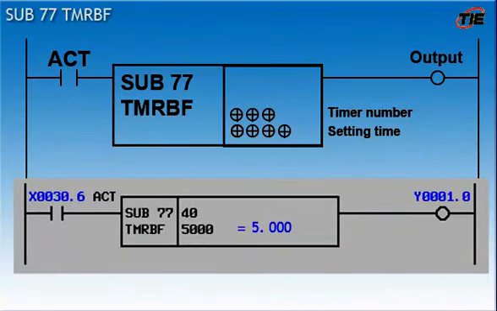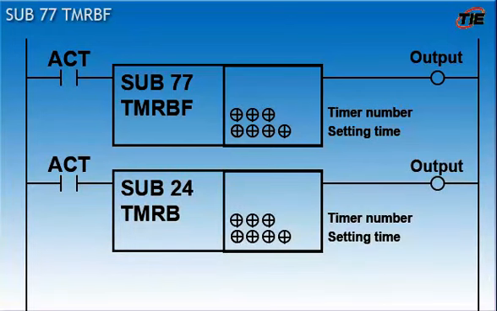The next timer I'm going to talk about is the Sub 77 fixed off delay timer. Now this is called a TMRBF timer. It works a little bit different than the other timers. In this case, the output turns on as soon as the ACT command goes high. When the ACT command goes low, the output will stay on for the time shown here. Basically, this is an off delay timer. This is fairly new to the FANUC. Up until this time, all timers were on delay.